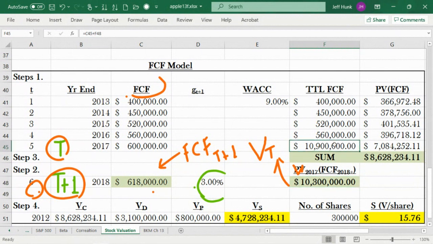Therefore, this gets added to this, right? That's why I had another column. You don't have to do it necessarily like this, but this is how I did it, because this is a cash flow, right? Value of the cash flow at the end of 2017. So they must be added, right? They must be added.